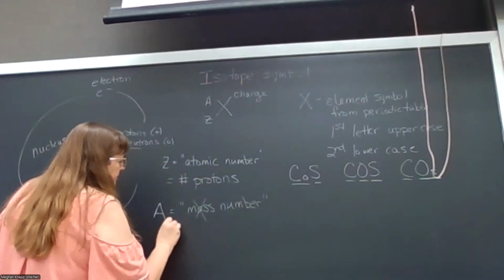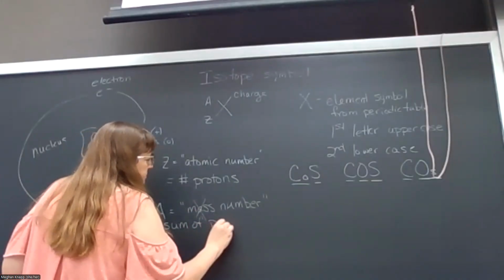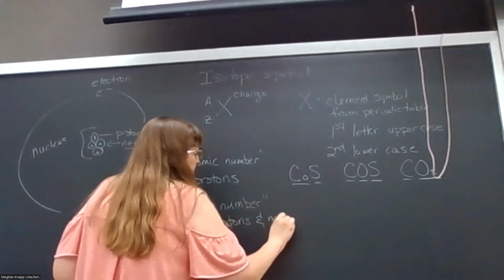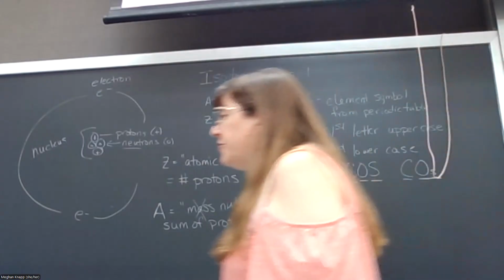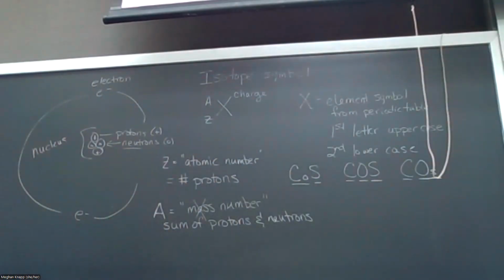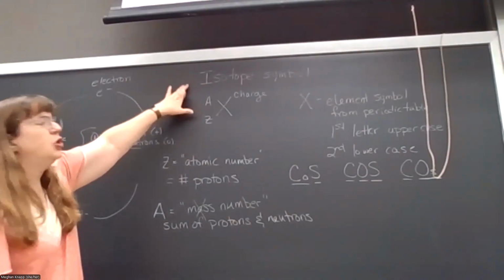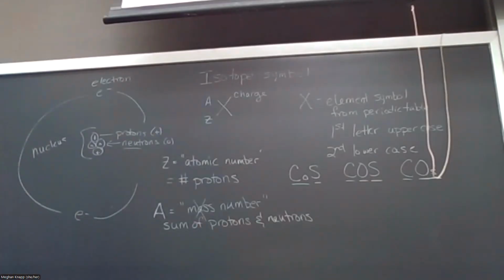The sum of protons and neutrons. And then in the box below, the math for it: A is equal to the number of protons plus the number of neutrons. I mean, kind of saying the same thing. The purpose for this is to distinguish between two atoms of the same element that have different numbers of neutrons. So it helps us to tell the difference between a carbon with 8 neutrons and a carbon with 6 neutrons. Those are called isotopes. So this is an isotope symbol because it helps us to distinguish atoms that have different numbers of neutrons.